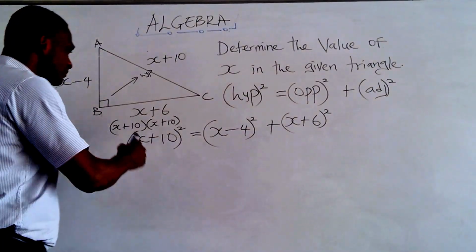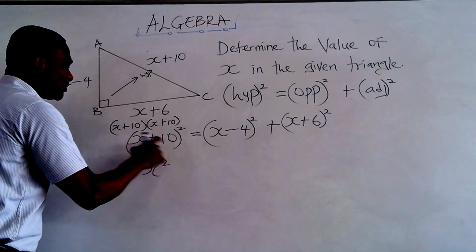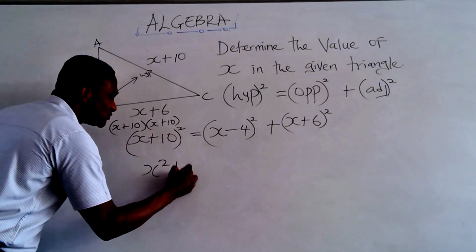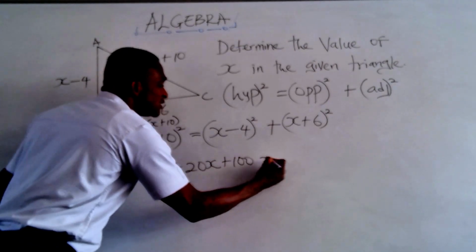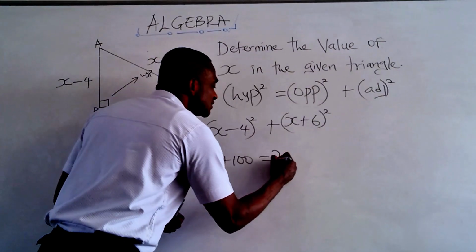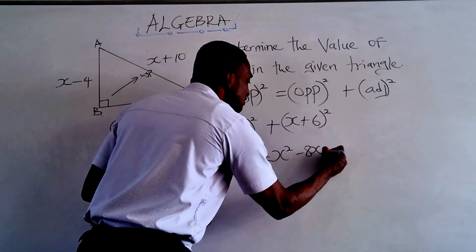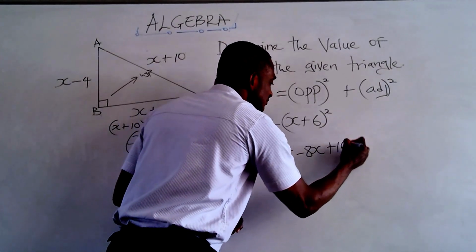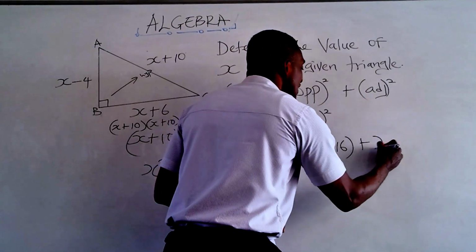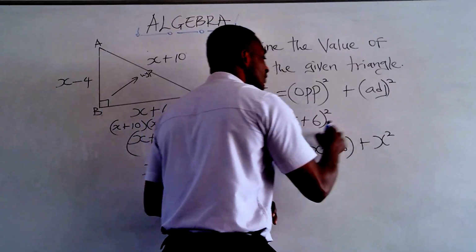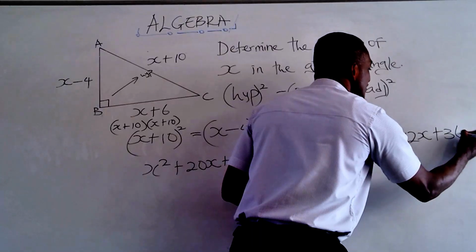That is the square. So here we have x squared plus 10x plus 10x, we have plus 20x plus 100. Equals to, let's go to this. This will give us x squared if we expand, minus 4x minus 4x is minus 8x plus 16. This will give us x squared plus 6x plus 6x is plus 12x plus 36.